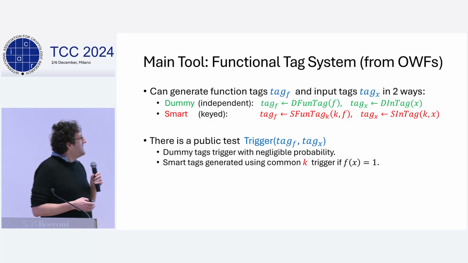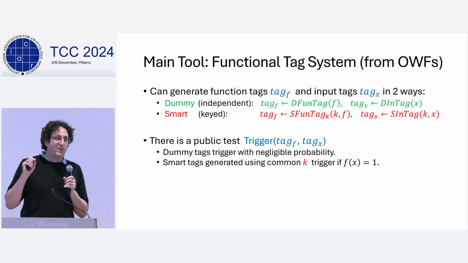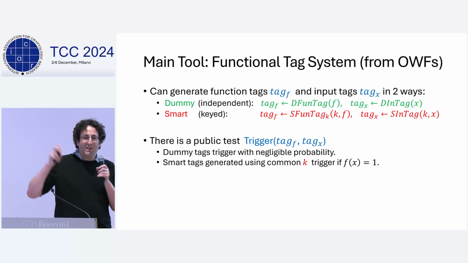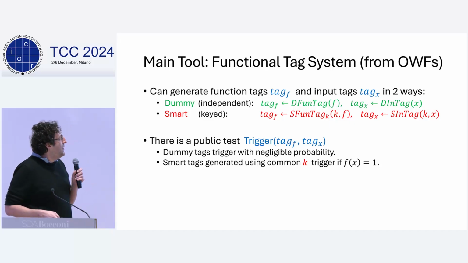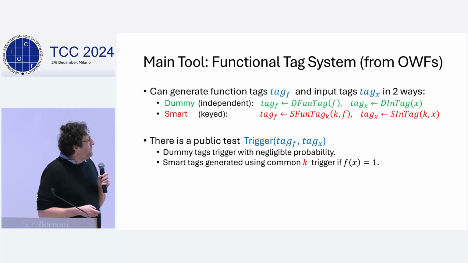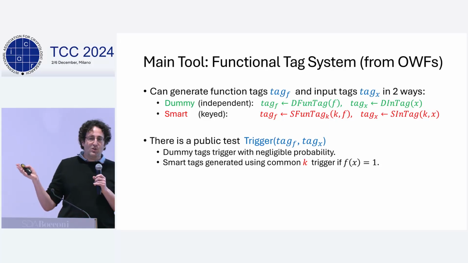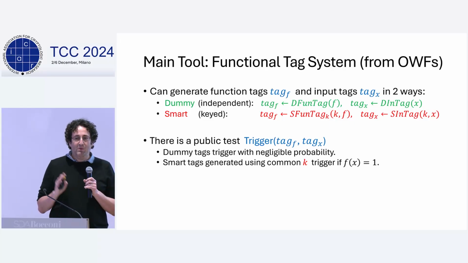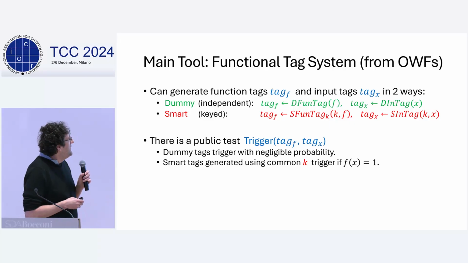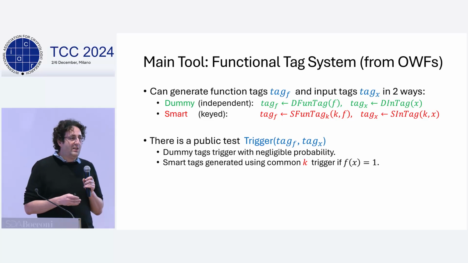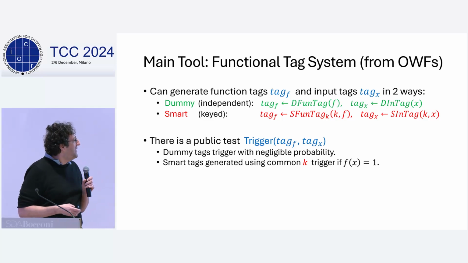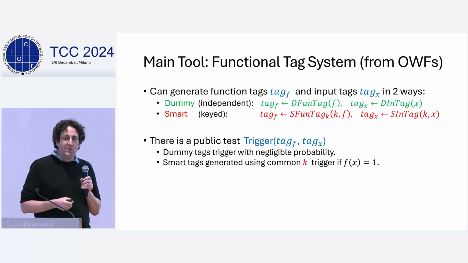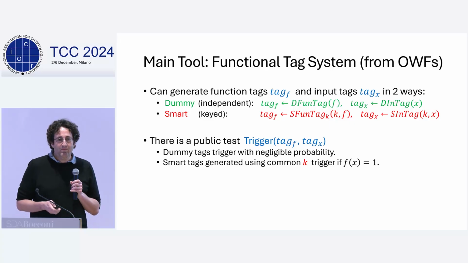And in addition, there's a public test that tests whether a combination of a function tag and an input tag causes some trigger event to happen. And we want two properties. If you create dummy tags with any function f and any input x, the probability of them triggering should be negligible. They will almost never trigger. On the other hand, if you generate smart tags for function f and an input x with a common key k, then they should always trigger if f of x is equal to 1.